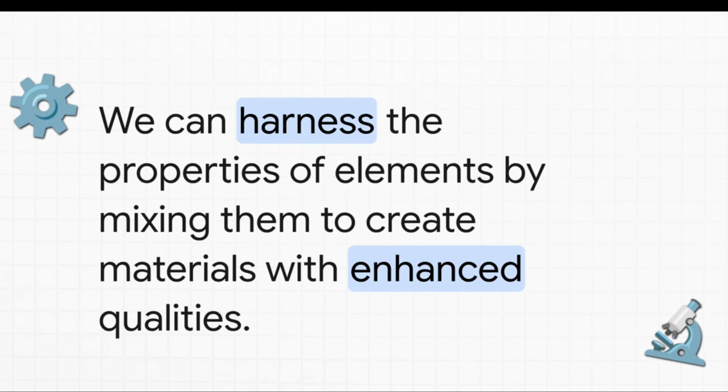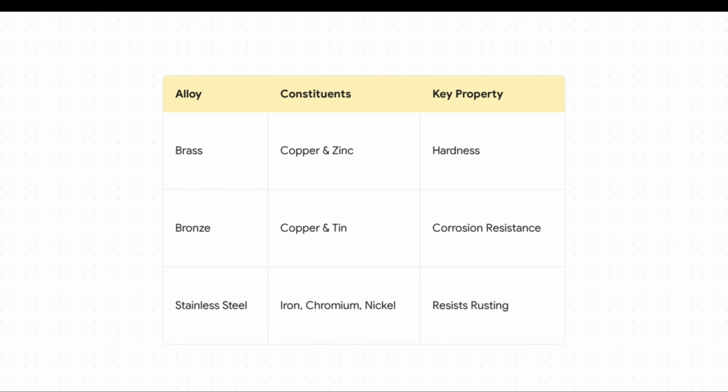But here's where we humans get clever. We figured out that we don't have to just accept the properties of a pure element. We can actually harness them. We can intentionally mix different elements together to create brand new materials with way better qualities. This is the whole science of alloys. And this is really where you can see human ingenuity at work.